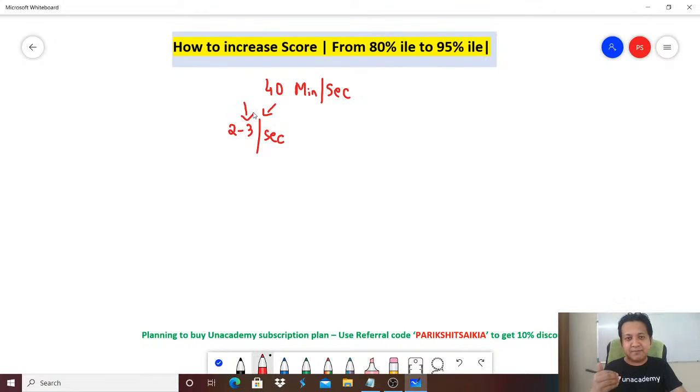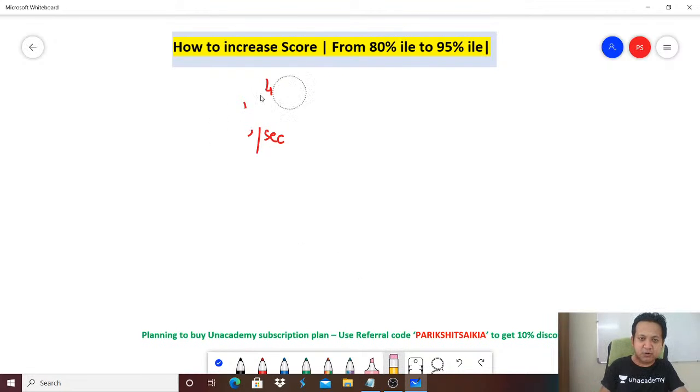Now I'm going to take up this session section wise. So first, let's talk about the verbal section. How to ensure that you score well in the verbal section.